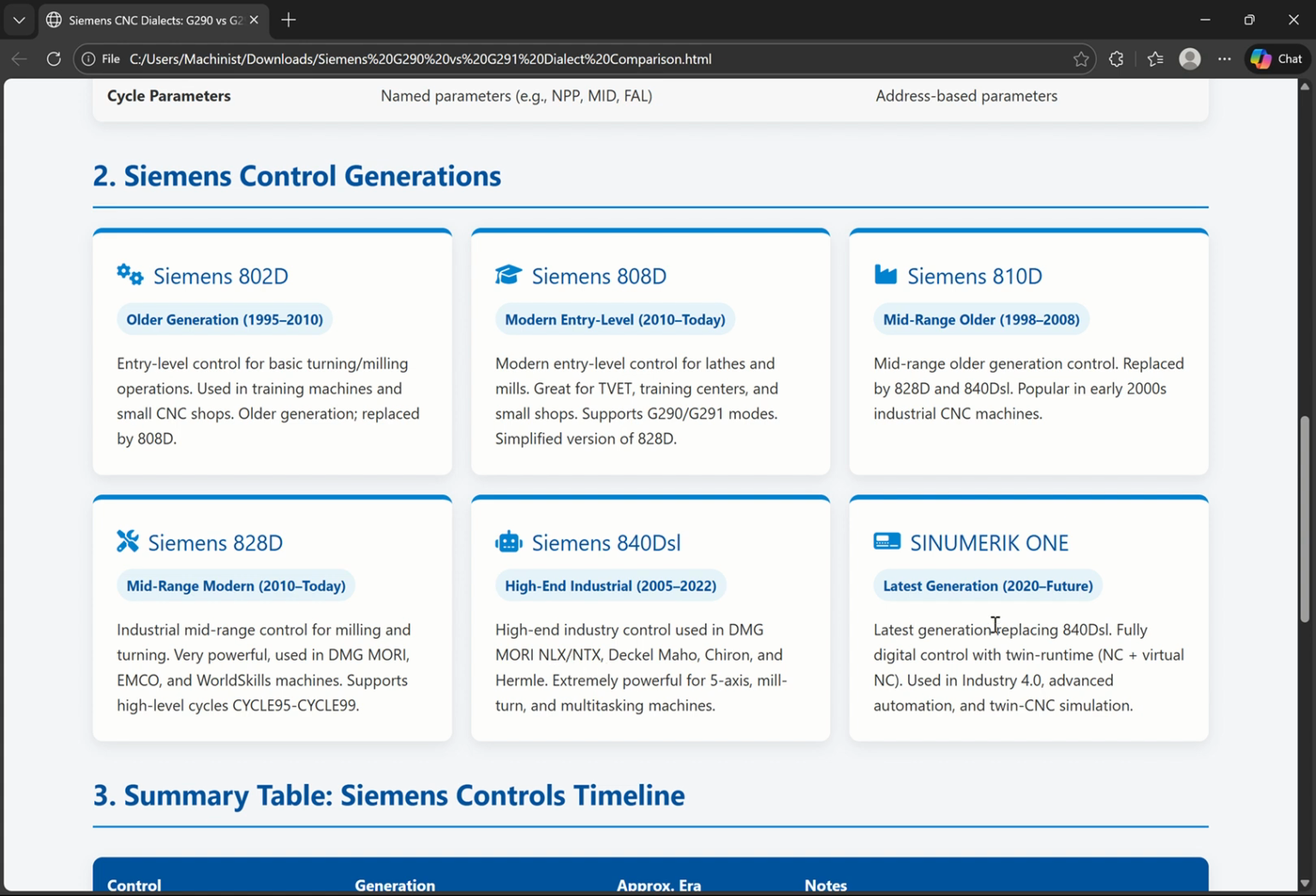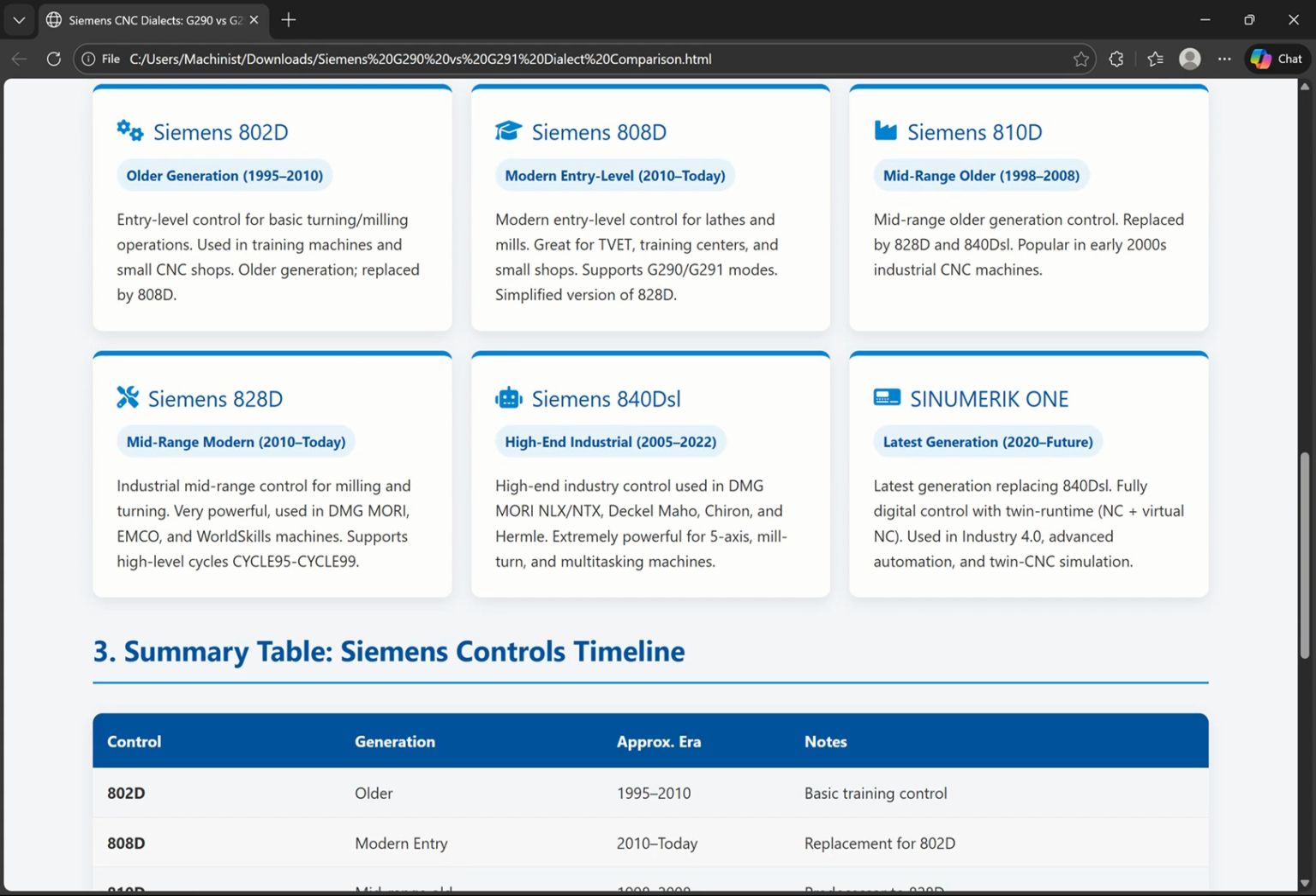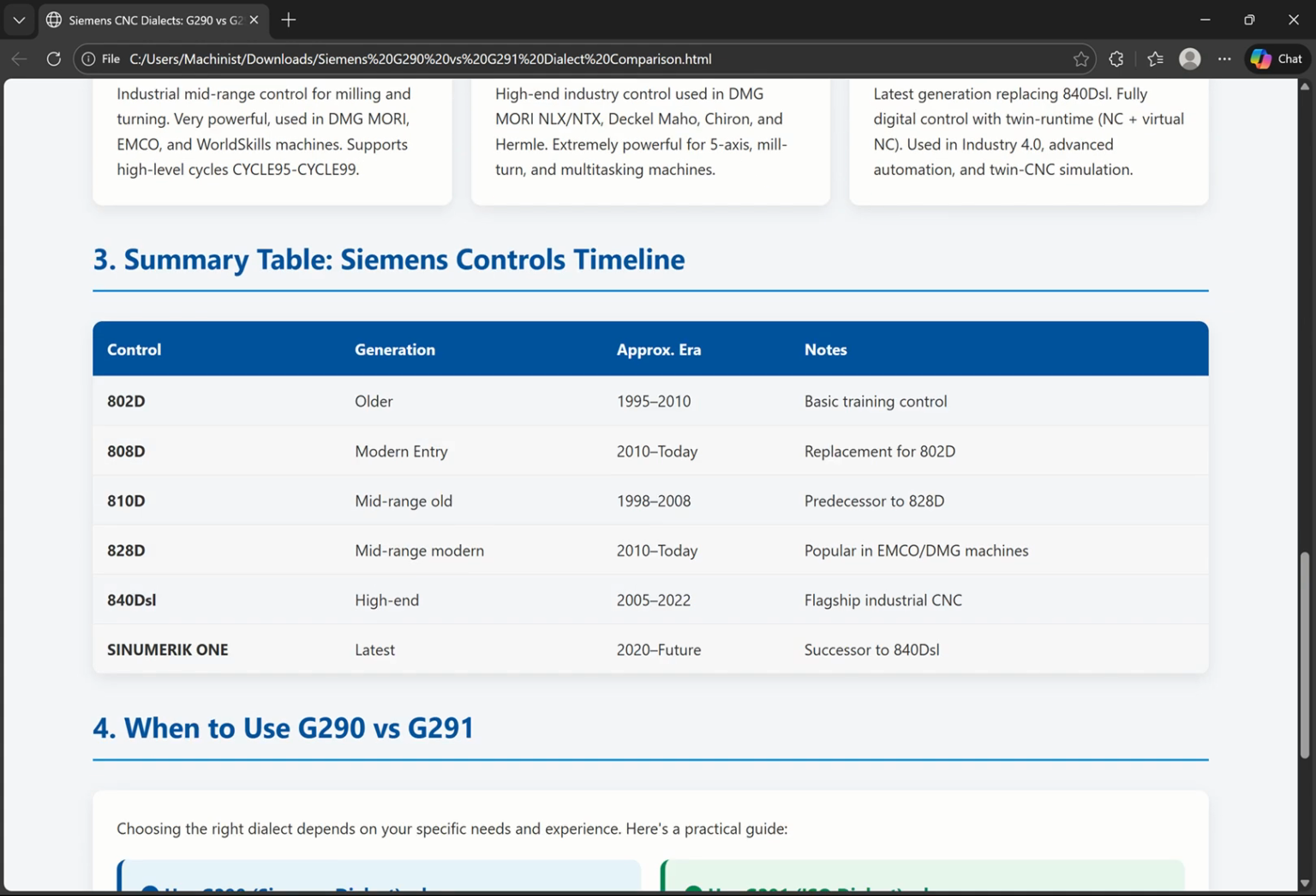Then you have Sinumerik ONE. This is now the latest generation from 2010 to 2020, is the future of the Sinumerik Siemens 840, which is now used in compatible with Industry 4.0. To summarize this, we have the summary table for this.